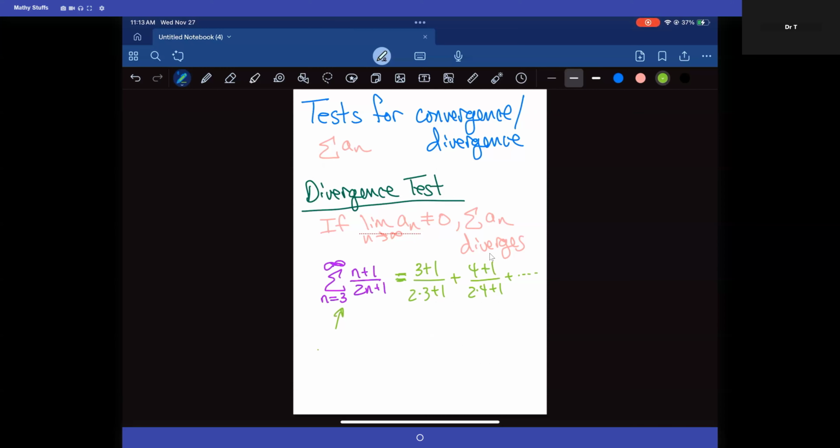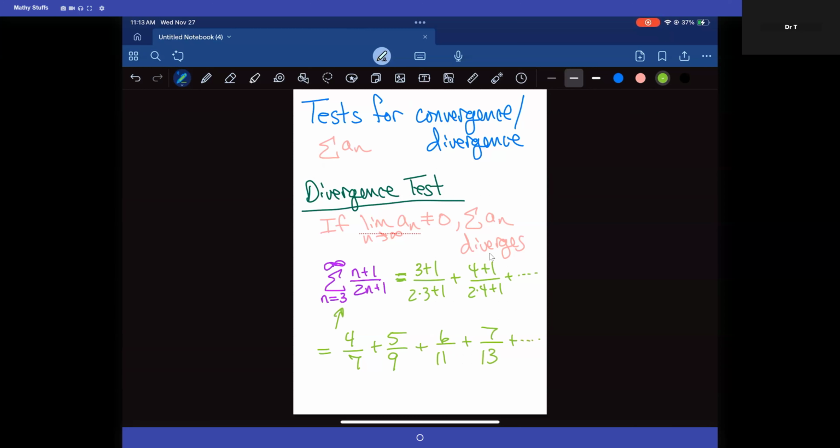So let's see, what does this look like? We've got 4 over 7 plus 5 over 9. And at this point, now I catch the rhythm. The bottom is progressing along the odd numbers from 7, 9, then up to 11, 13. And the top numbers are just going up by 1 each term. So the next one's going to be 6 elevenths. Next one's going to be 7 thirteenths, and so on and so on.